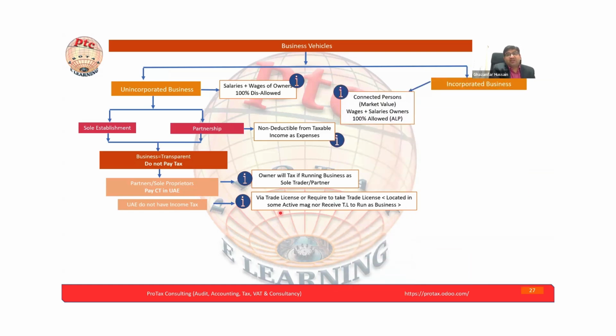Now the second category, or the second type, or the second vehicle that we are going to discuss, is the incorporated business. When we say incorporated business, again on the same point that we discussed over there, salaries and wages were disallowed, and here they will be allowed, but still some terms and conditions are there. What are the terms and conditions that we will have to understand?